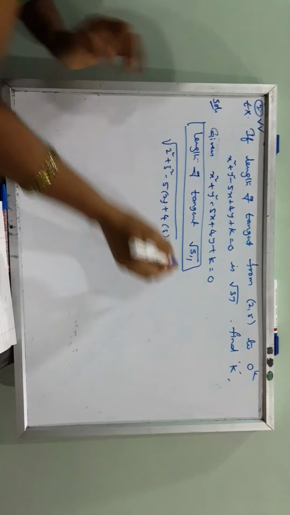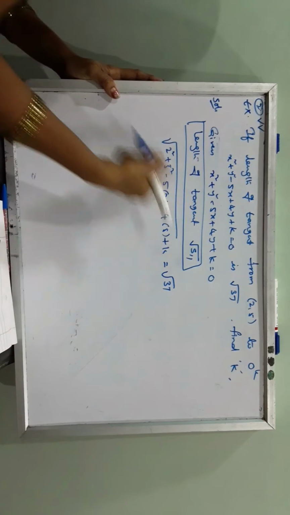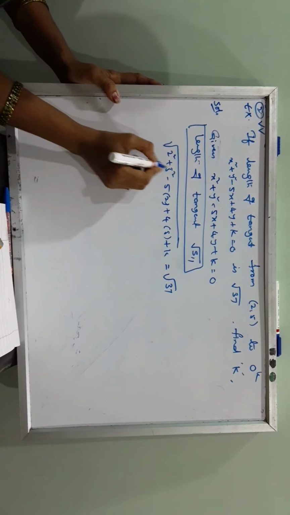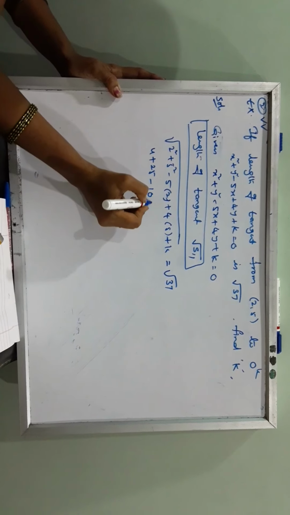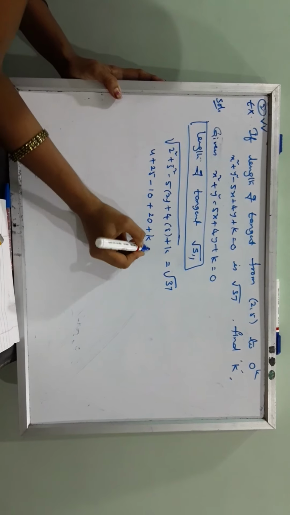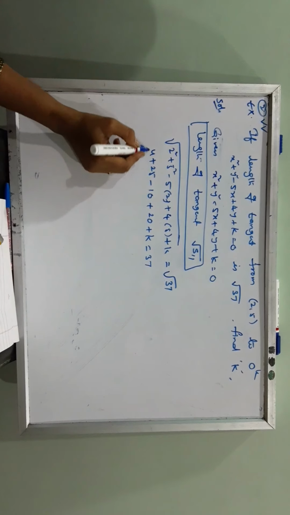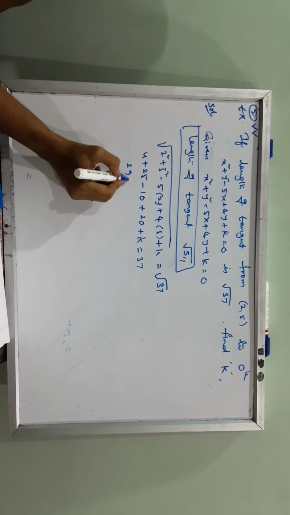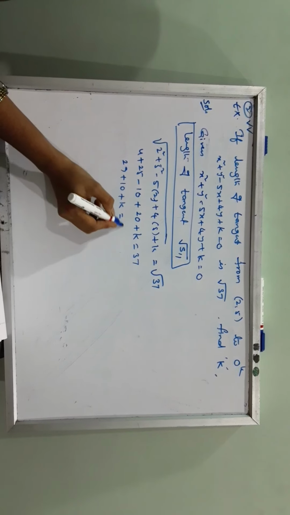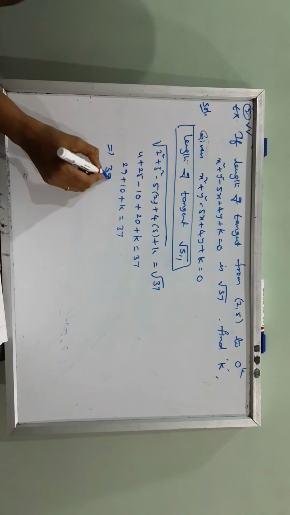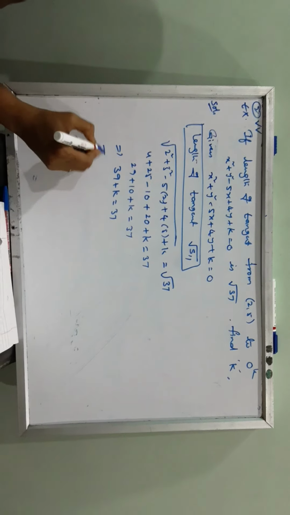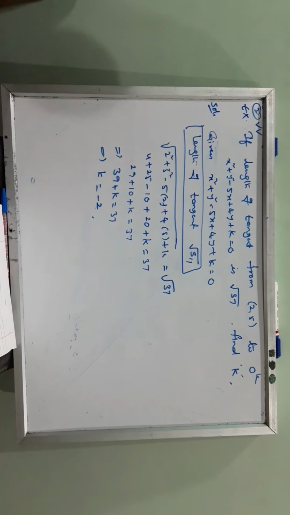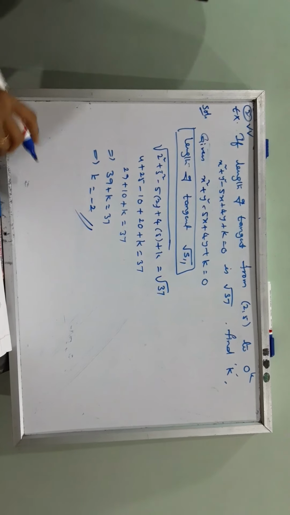Already given, length of tangent is root 37. Both sides roots are there. Roots will be cancelled here. 2 square 4, 5 square 25, 5 twos are 10, 4 fives are 20, plus k is equal to 37. 4 plus 25 is 29. 29 minus 10 plus 20 plus k is equal to 37, implies 39 plus k is equal to 37, implies k is equal to minus 2. This is the example on length of tangent.